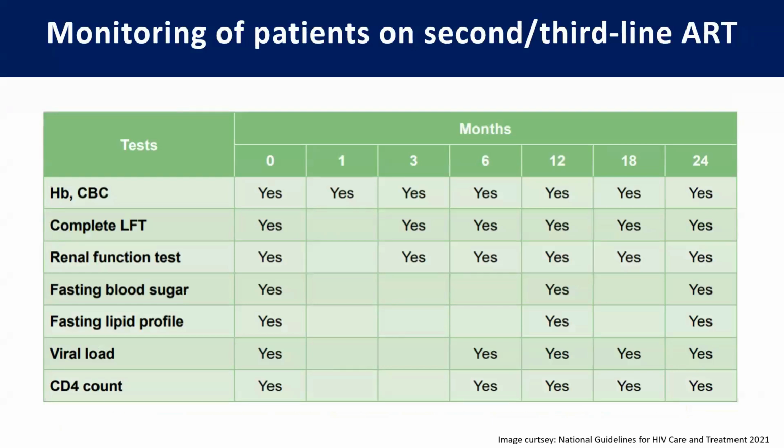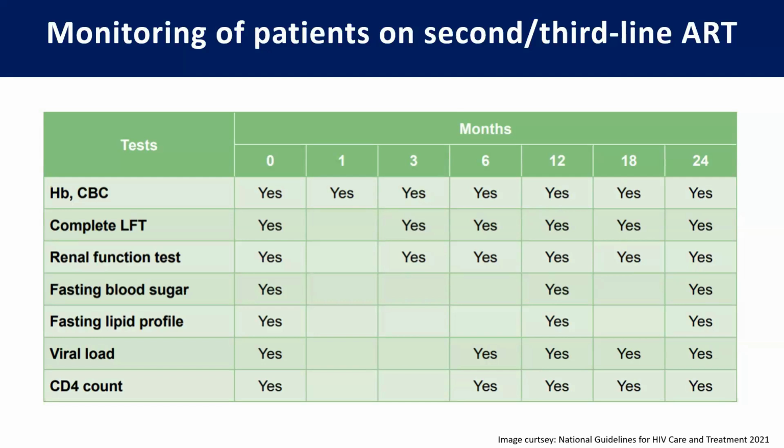So monitoring of patients on second line or third line, we have to do hemogram, CBC, first every month till 3 months and then 6 monthly. LFT, baseline, then at 3 months and then 6 monthly. Renal function test, again baseline, at 3 months and 6 monthly. Again, many times we see white cards of patients and the patient directly comes with creatinine 5, 6. The renal function is not monitored as per the protocol.